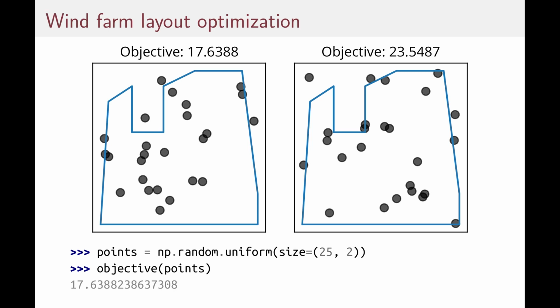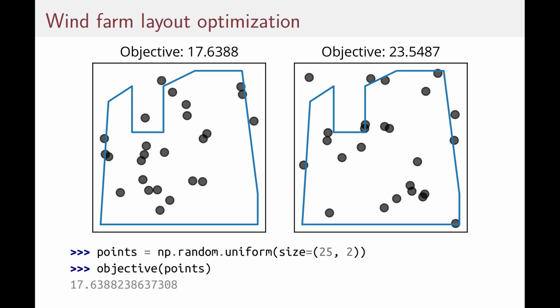We could just generate random points and try random things. And since we have an objective function that scores how well we do, we can compare these two. The one on the left is better, and I know why that's true here. It's because it doesn't have any wind turbines that are very far outside of the acreage. But the example on the right has one in the top left corner, and that's penalized very harshly in the objective. That's why it scores worse.